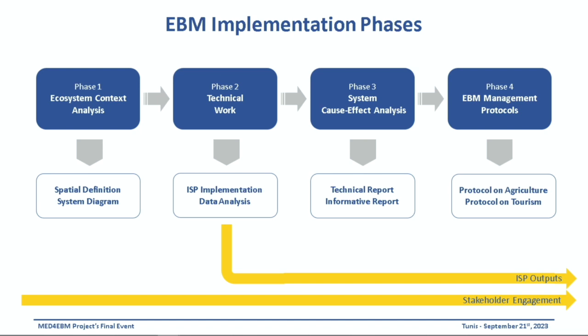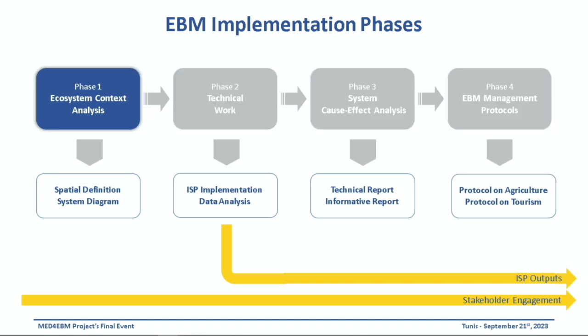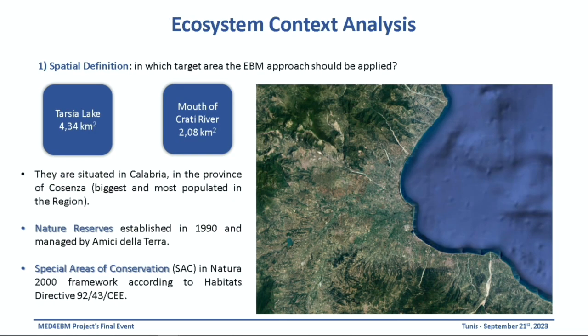And from the phase number two, which is the phase that we addressed in the software, we use the outputs from the software, so basically charts and maps as I showed in the previous presentation, in order to implement the phase number three and four. Speaking about the first phase, where has the ecosystem-based management been applied in our project area?